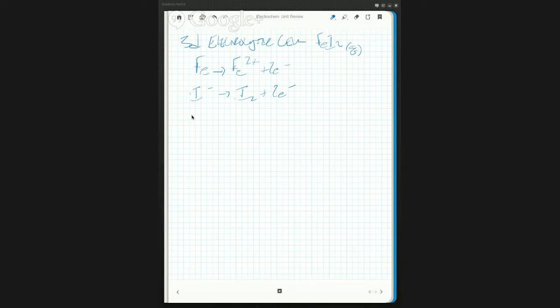Now, other options might be, you could have water. And if we remember those, H2O, and so H2O going to its, if you're having an oxidation, it's going to go to O2 plus OH minus. I believe that's the oxidation. All right.